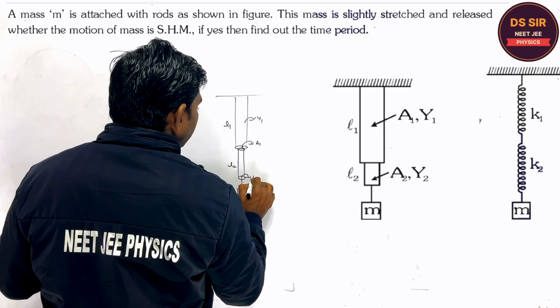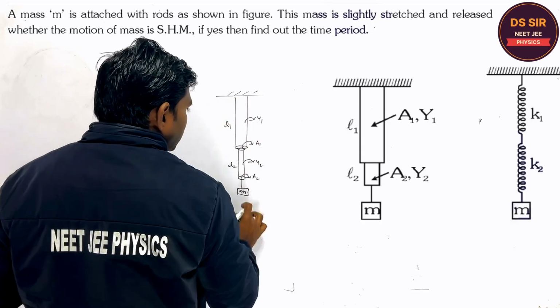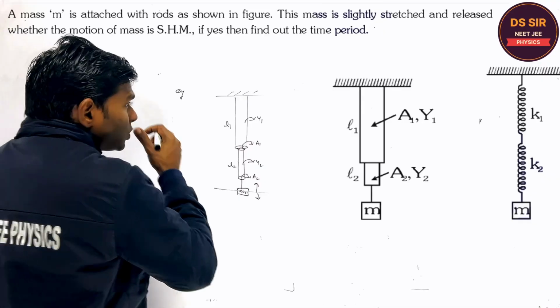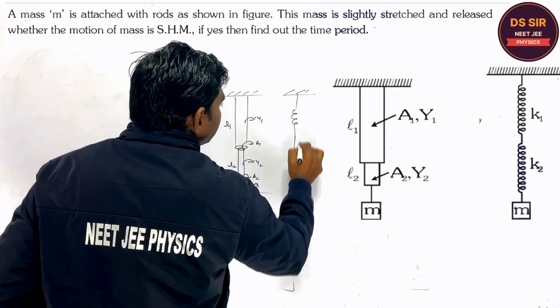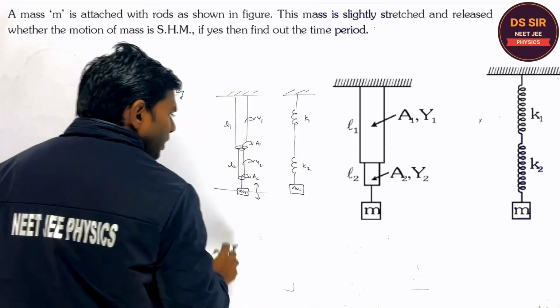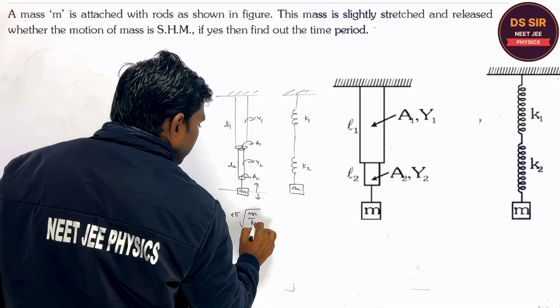Its area is A2. The Young modulus is Y2. So for a small oscillation, you have to find the time period, right? So it can be replaced by the two springs connected in series, K1, K2, and this is the mass M, right? So the time period will be T equals 2 pi root M upon K equivalent.